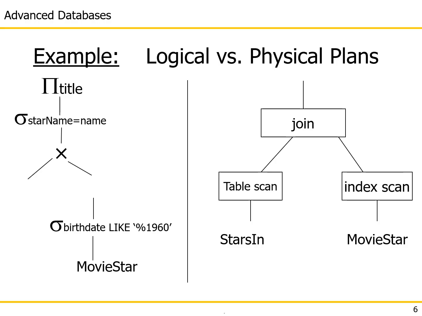Okay? The difference here, if you notice, is the logical plan has no mention of how things run, while in the physical plan, we start seeing that. Okay, I'm going to do here an index scan on movie star. And here I'm going to do a table scan, which is basically a linear scan. Okay? So this is like O of n, and this might be like O of log n if you're using a B+ tree. So in the physical plan, we decide on how actually we're going to do it. Okay? And we will talk in detail about how this is constructed later on.